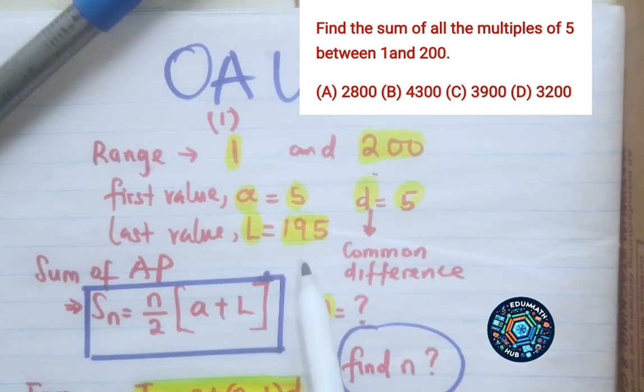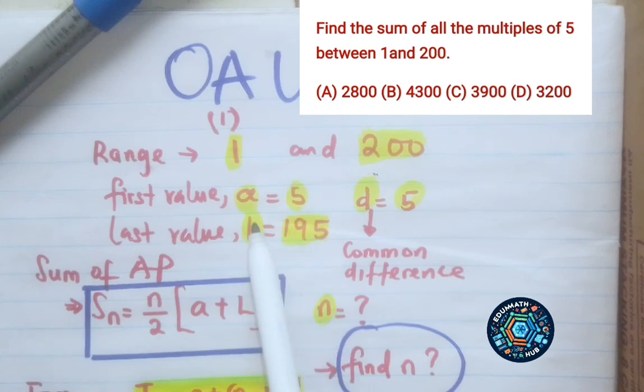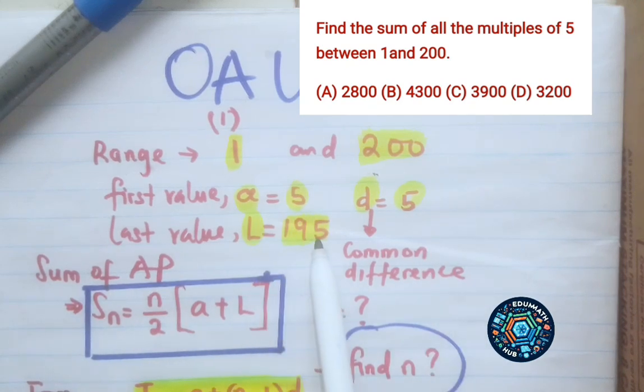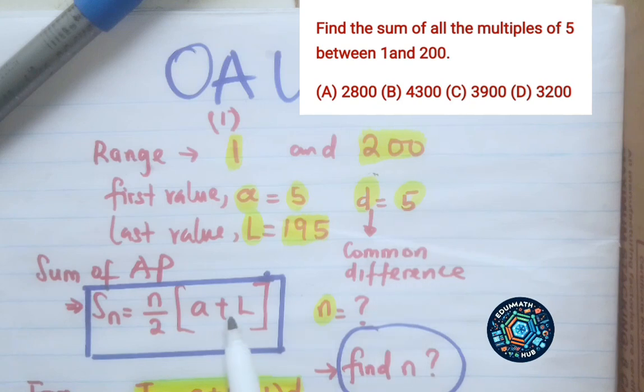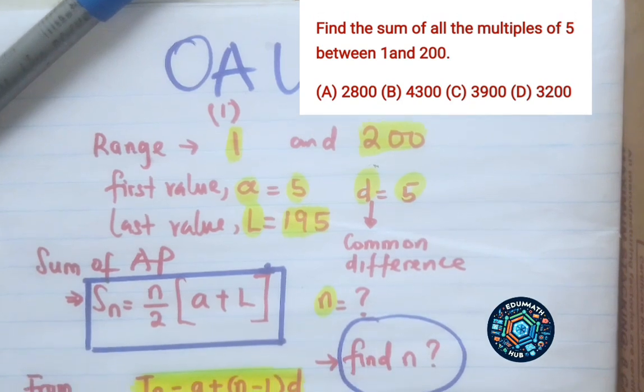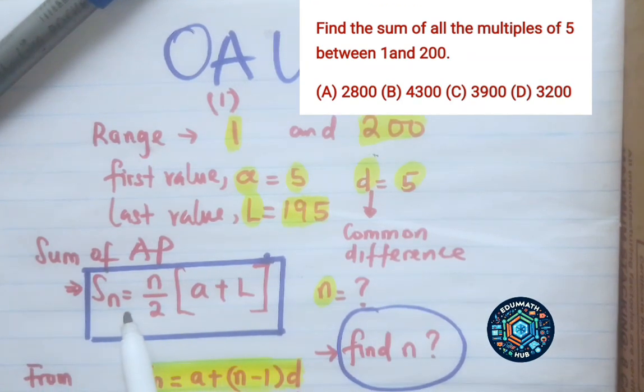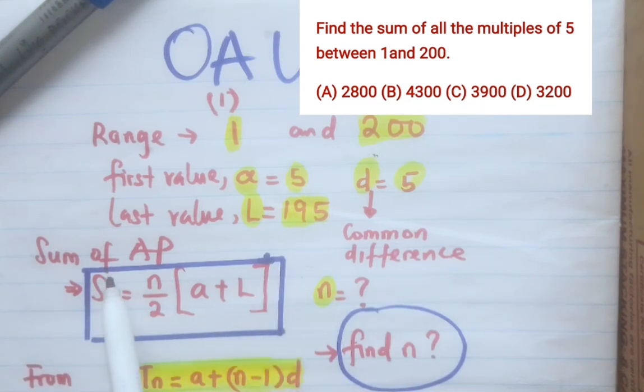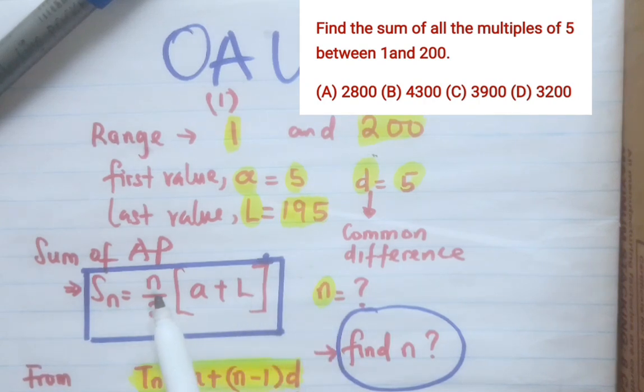So we already know our values. A equals 5, L equals the last value, 195, while D is 5. Now to find the sum of an AP, you can use this formula if you know the last term. We already know the first term and the last term, so this formula is very applicable. Sn is n over 2 into A plus L. But something is missing here. We don't know n. The n is the number of terms.